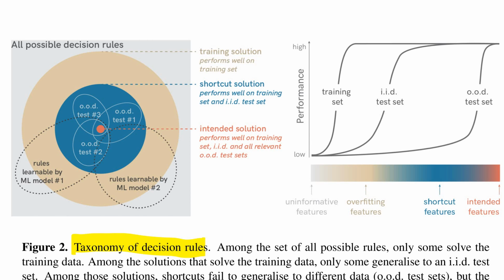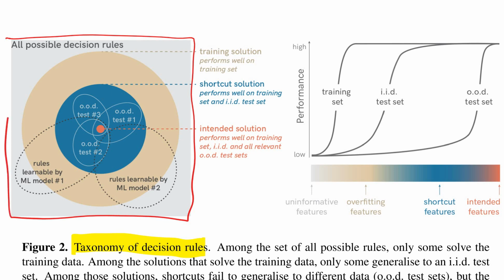What they're saying is, okay, there's a set of all possible decision rules, right? And this is the outer set here. All possible decision rules that one could think of to discriminate data. And let's say we'll talk about images here, right? To discriminate images. Most of them will just be crap, and these will be using these uninformative features, what they say.